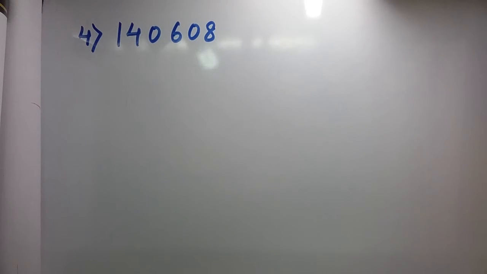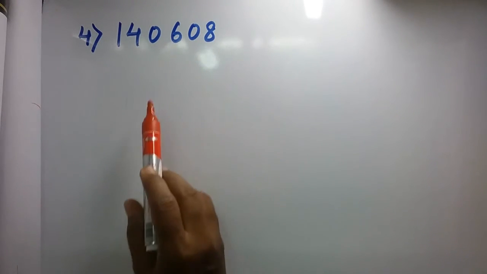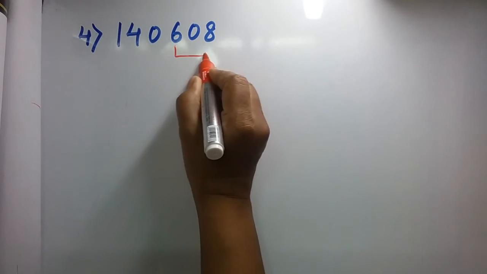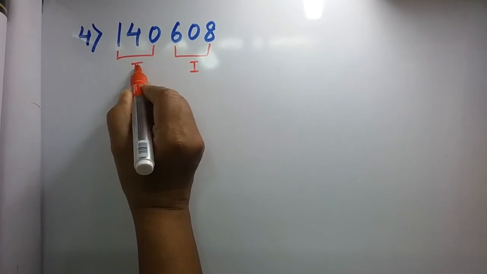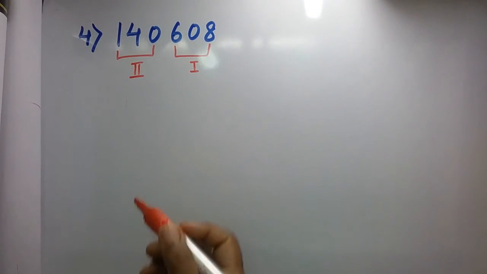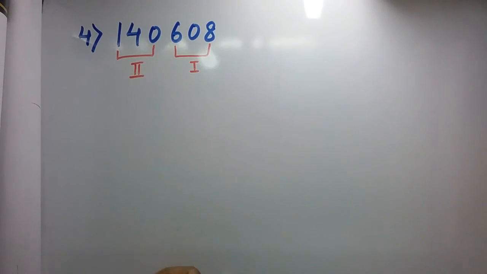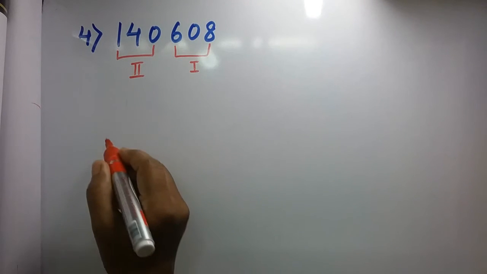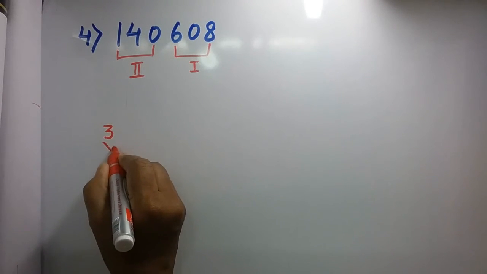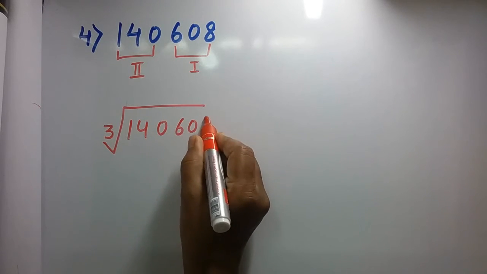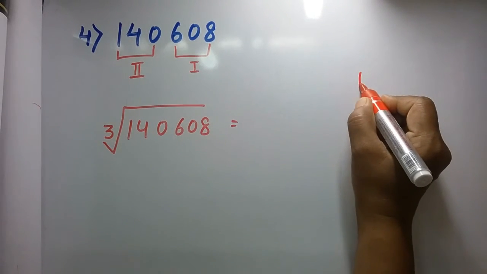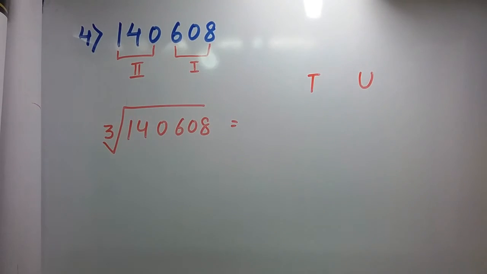Let's do the fourth question. As I have told you before, divide into 2 parts. That's one part with the 3 numbers. This is the first part. Second part, again you have 3 numbers here, as we have done with 1 and 2. Now you have 3 numbers here in the second part also. The method will be exactly the same. It is the cube root of the given number 140608, and you have to decide the unit and tens place.